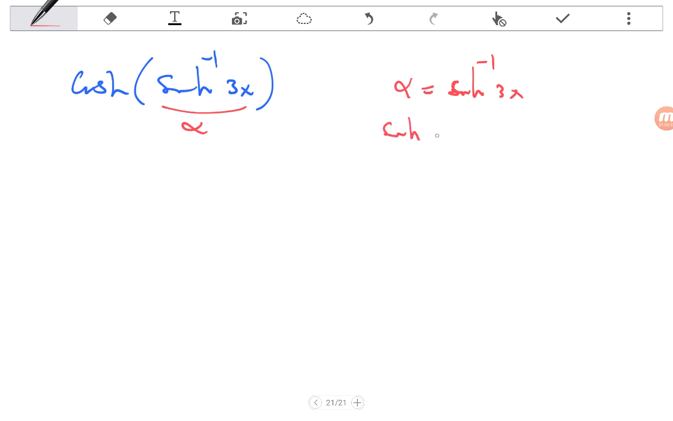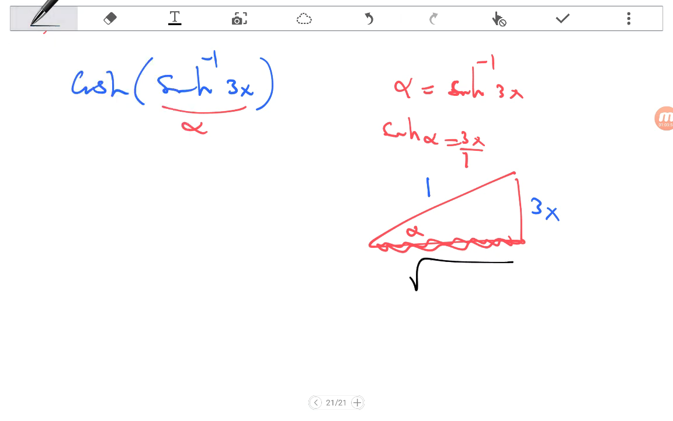And this means that sine alpha is equal to 3x. When I make a fake triangle for that alpha, this is a fake triangle because of this sine. If I have this, it will be 3x over 1, like this. Can I complete the triangle? Yes. How would you complete it?